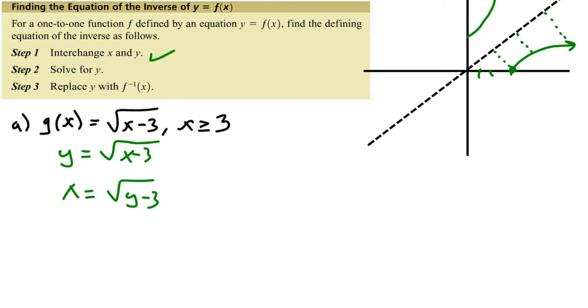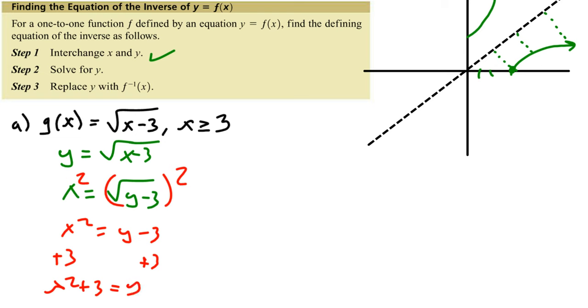Okay? Bing! So we're done with that. Now let's solve for y. All right, so I'm going to first get rid of the square root, and so I'm going to square both sides. So now I get x squared equals y minus 3. And I'm going to go ahead and now add 3 to both sides. So now I'm left with x squared plus 3 equals y. Okay.